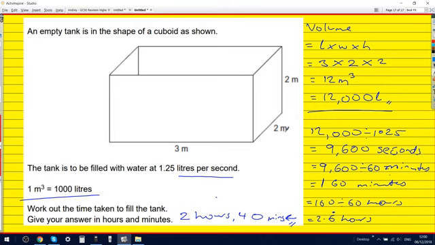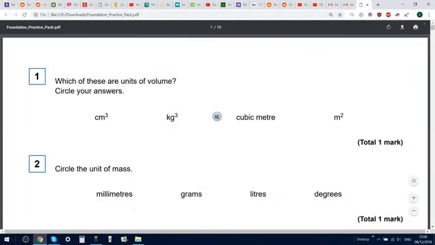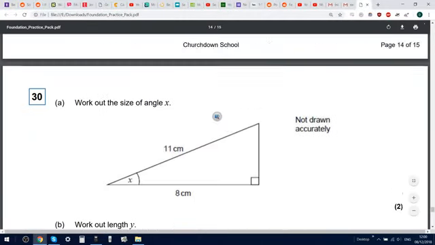Length times width times height gets you the volume. Divide by the speed to get the time. And then divide 60 to get hours. And then 2 hours and convert the last little bit into minutes. Any questions with that? No. Okay, well done, Noah. So we got to question 22 out of 30.